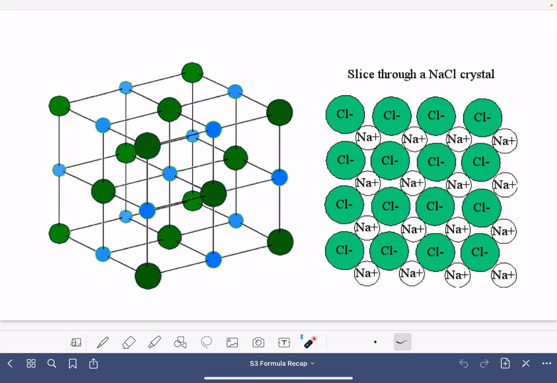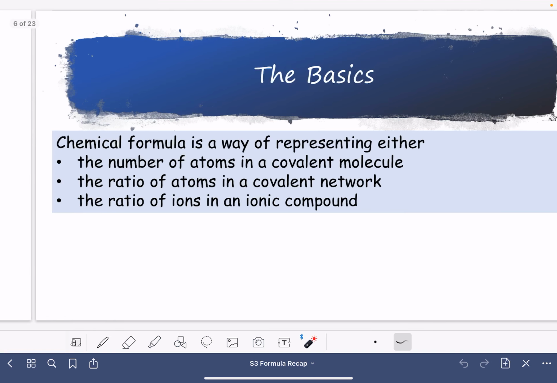Now, ionic lattice consists of oppositely charged ions. In this case, we've got chloride ions, which are negative, and sodium ions, which are positive. And they are attracted to each other, and then they're held together by ionic bonds in a crystal structure, which we call a lattice. Okay, so those are 3 basic structures of compounds.